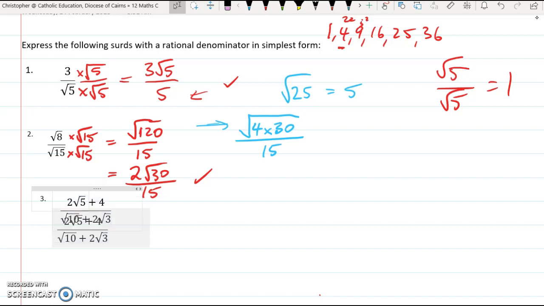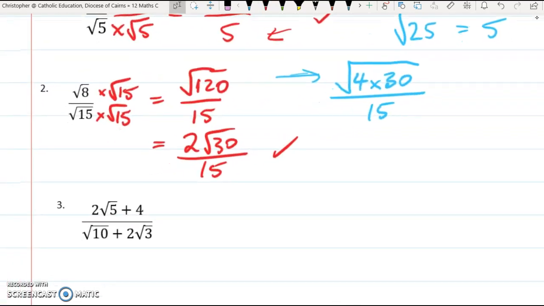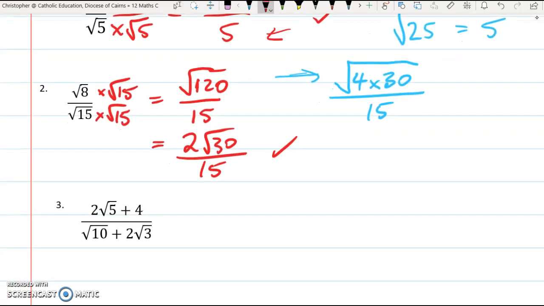Okay, with our next one here, I might just move it down so we've got a little bit more room for number 3. Let's have a look. This time what we've got is an expression underneath for our denominator. Now when we've got an expression like that, we can't just simply go and multiply by itself, because it won't necessarily give us just 15 on the bottom, or a rationalised denominator. So what we do is we multiply by the conjugate.